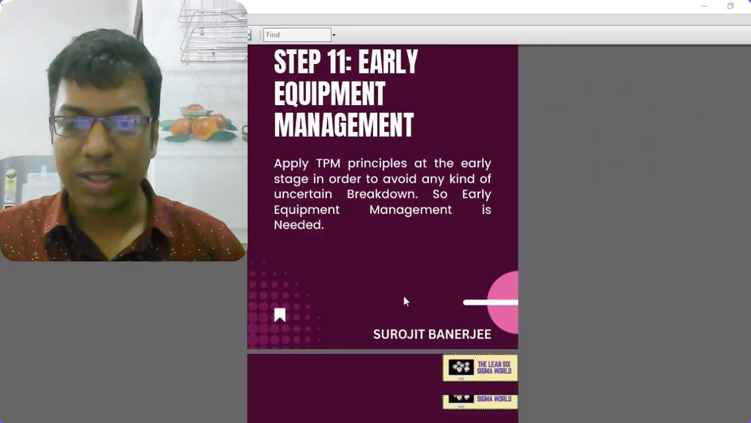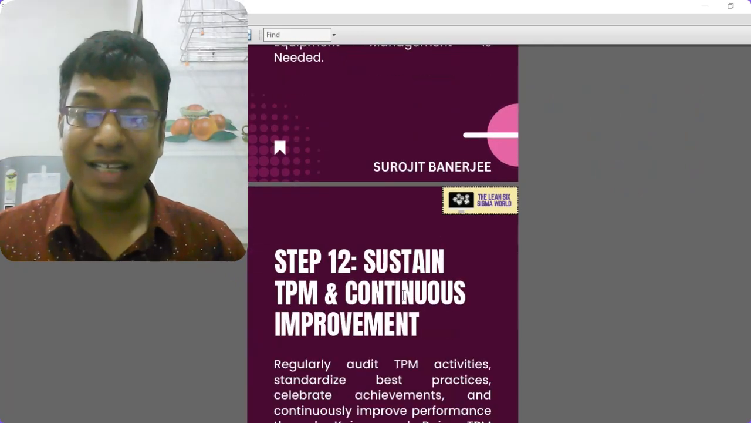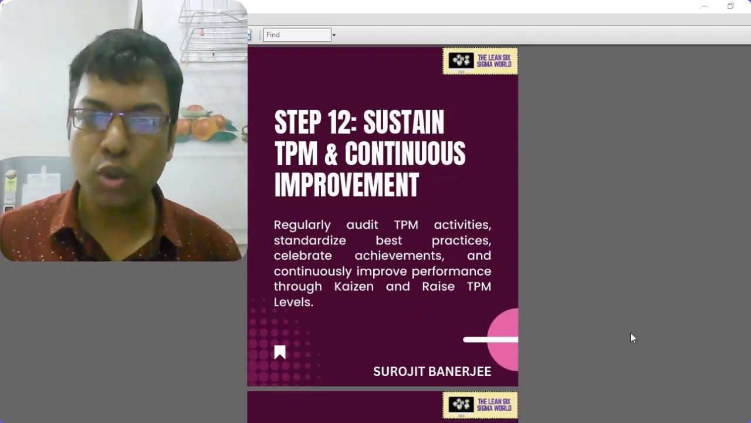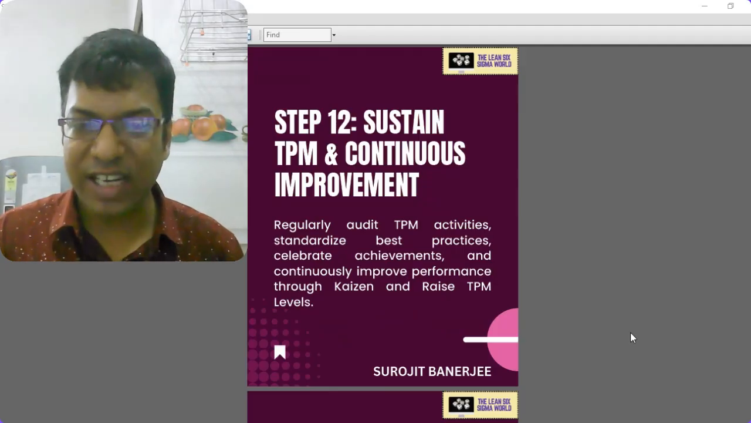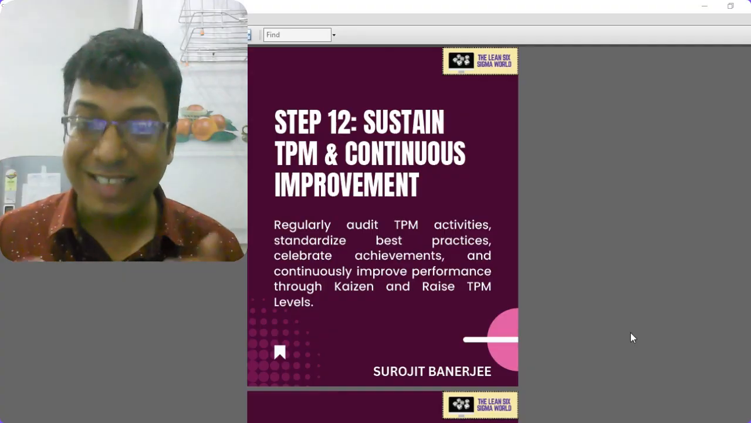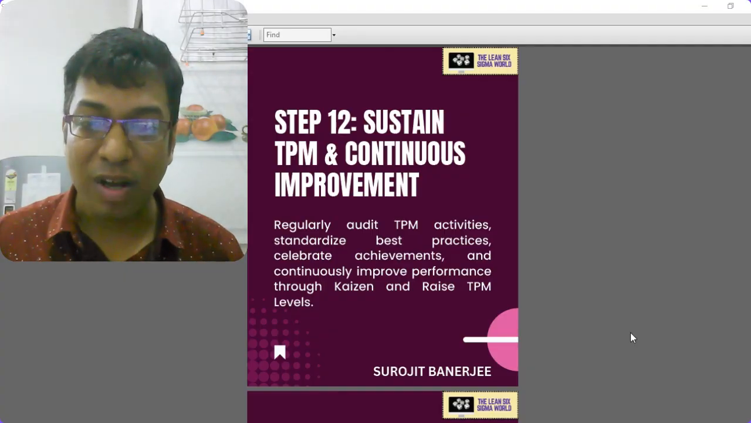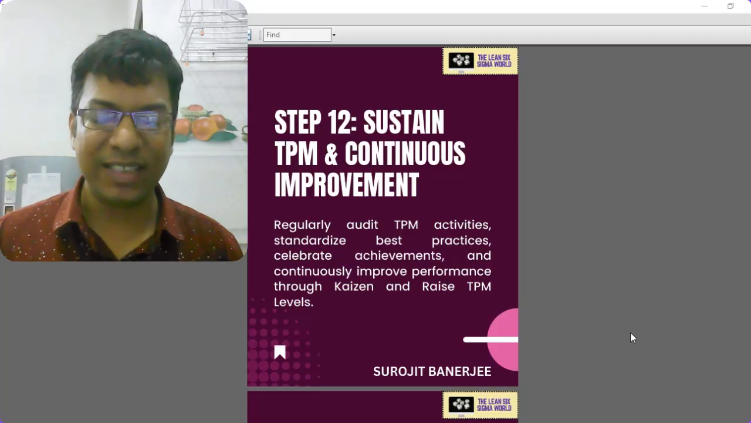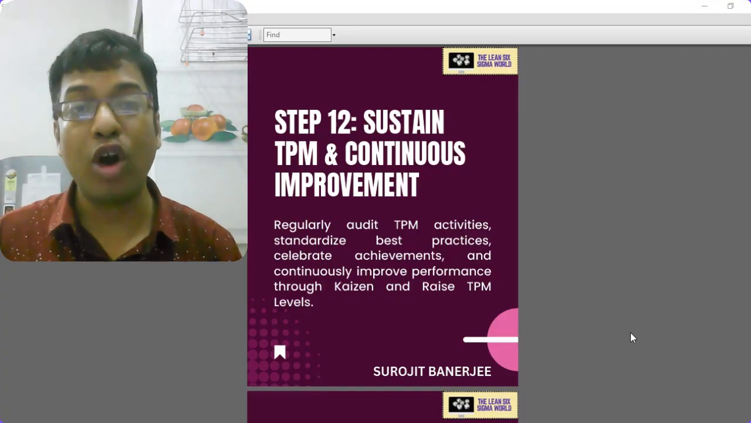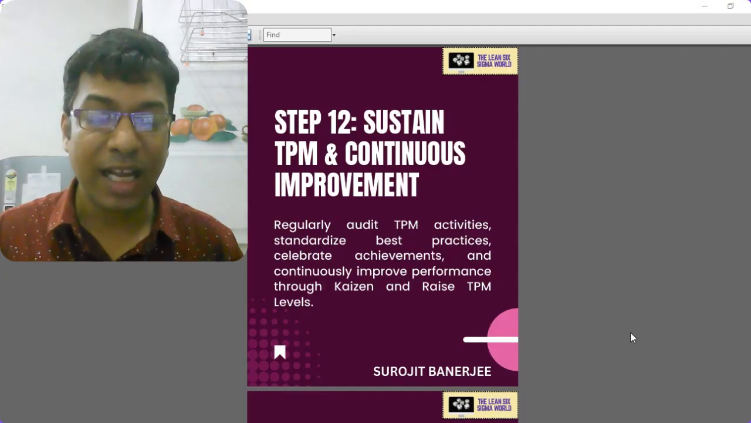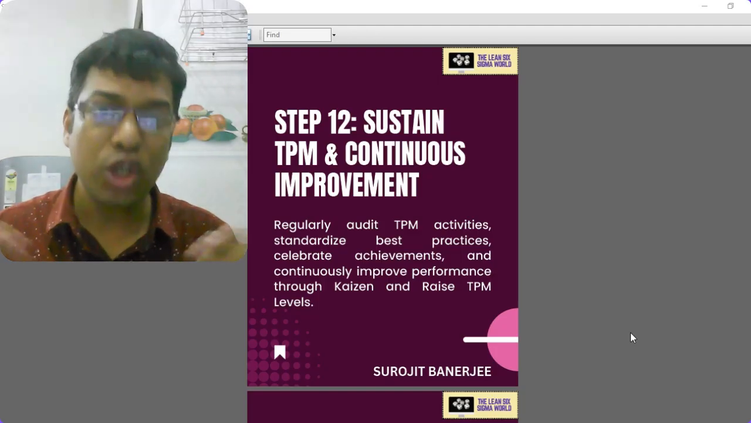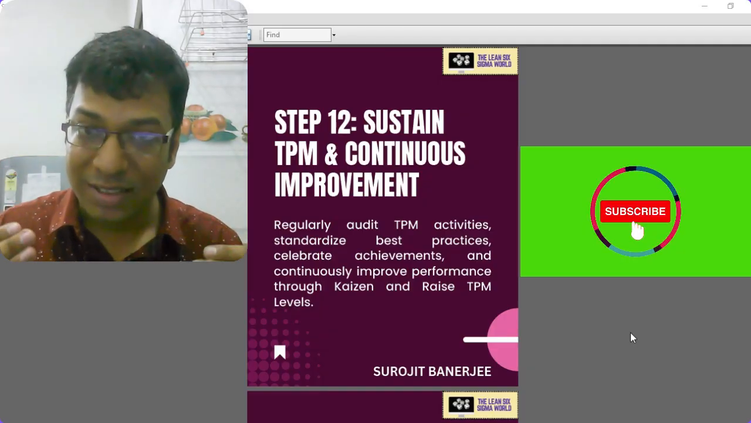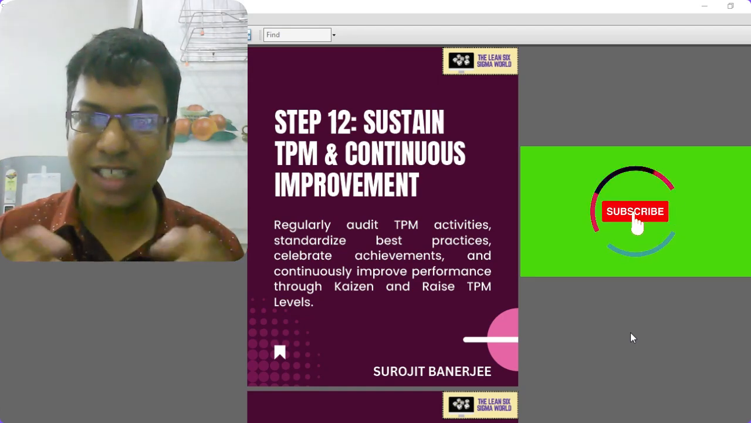Now I'm moving into step number 12, the stabilization step, that is sustain TPM and continuous improvement. Now you need to regularly audit TPM activities, standardize best practices, celebrate achievements, and continuously improve performance through Kaizen and raise the TPM levels. Once you achieve TPM and have some results, you need to raise the TPM levels, so that you can go for certification and other achievements, and promote your organization at a higher level. You can do that in the sustaining and stabilization stage. So that is step number 12.